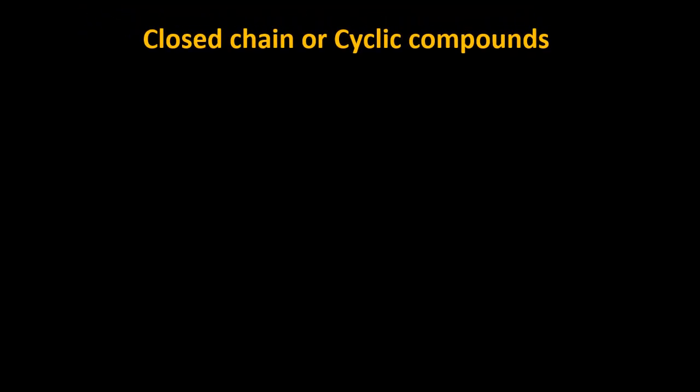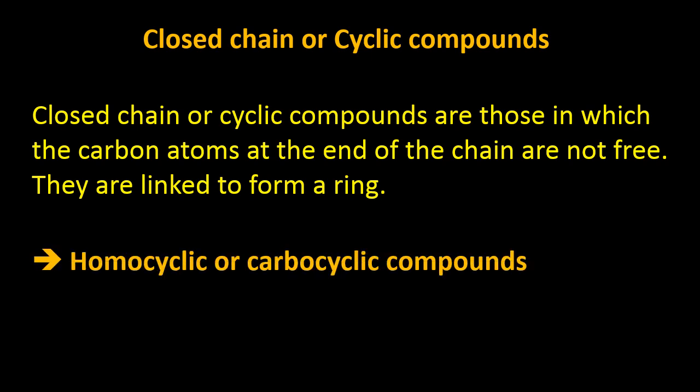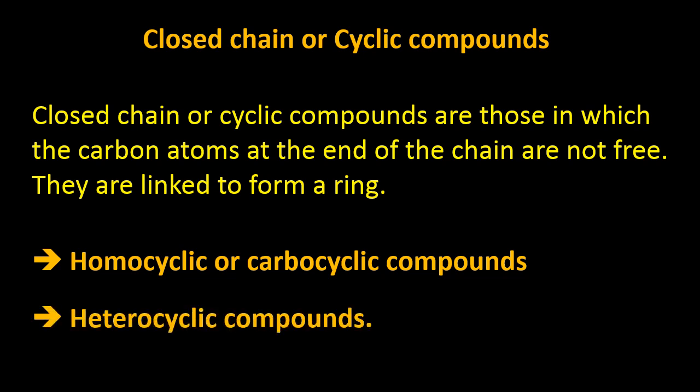Let's move toward closed chain compounds. Closed chain compounds or cyclic compounds are those in which the carbon atoms at the end of the chain are not free. They are linked together to form a ring. They can be homocyclic or carbocyclic compounds. What does it mean? It means that the ring is made up of only carbon atoms. And the other is heterocyclic compounds. When any other element comes in the ring of carbon atoms, it will be known as heterocyclic compounds.